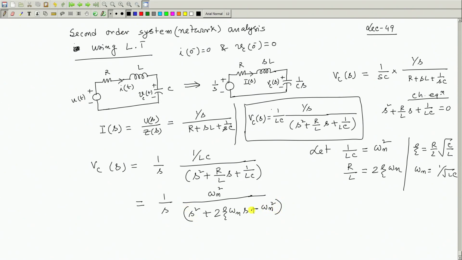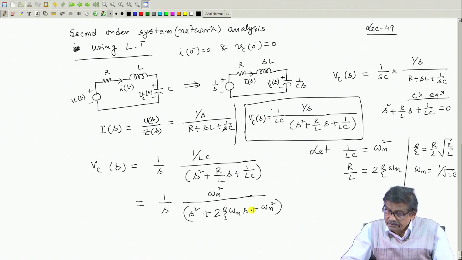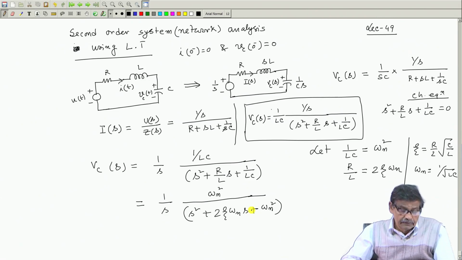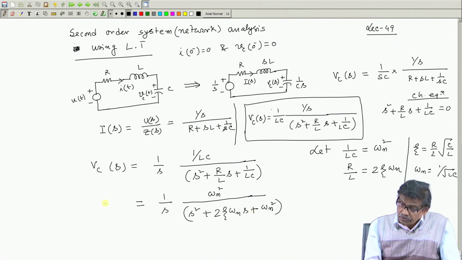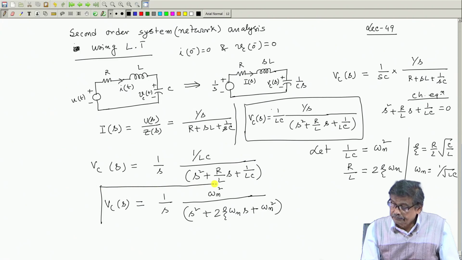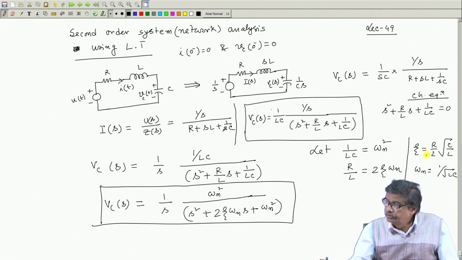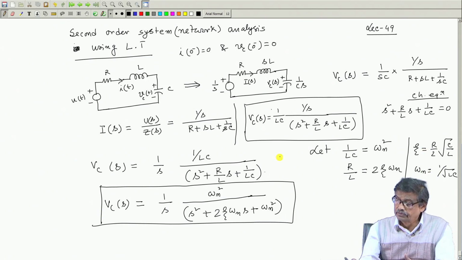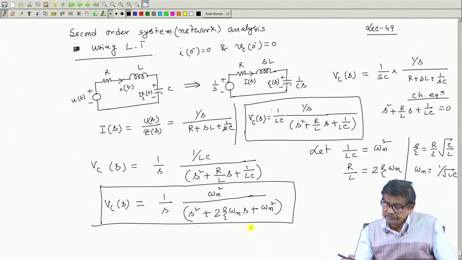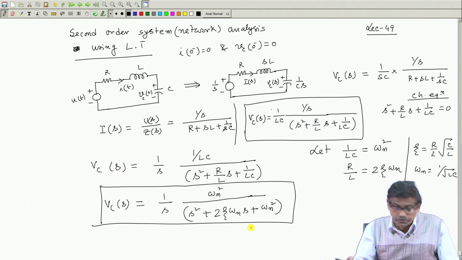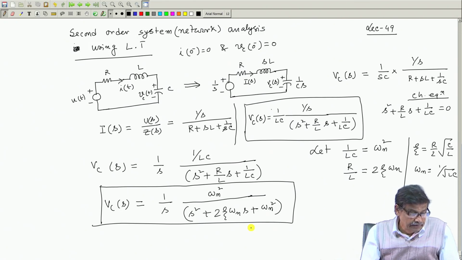Omega n, we will see, gives you the natural frequency of the natural response. Zeta will be called the damping ratio. So, this is VCS. So, if I know RLC, I know zeta and omega n. This is how this equation gets transformed, like that.